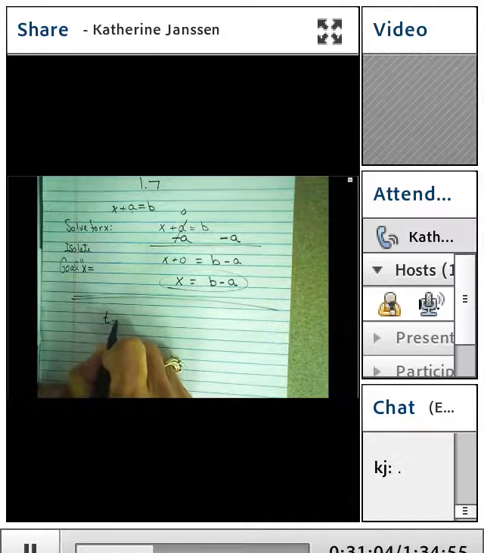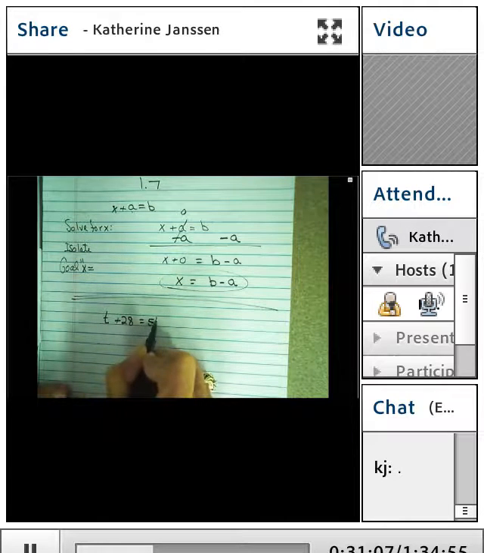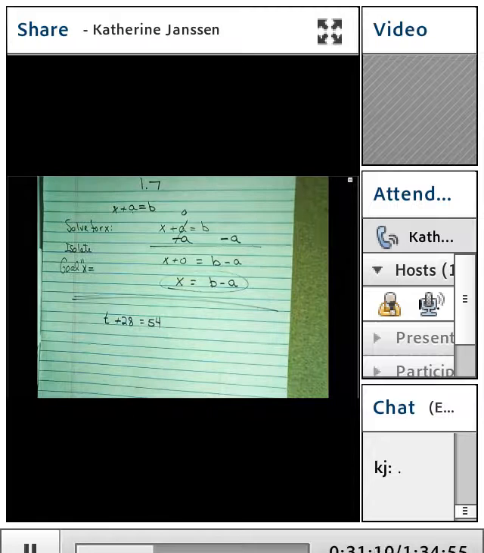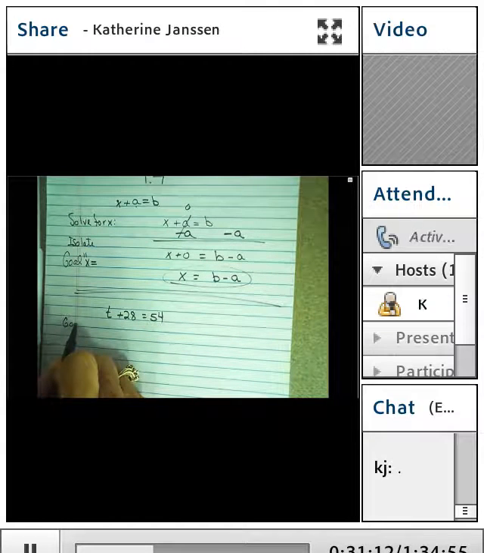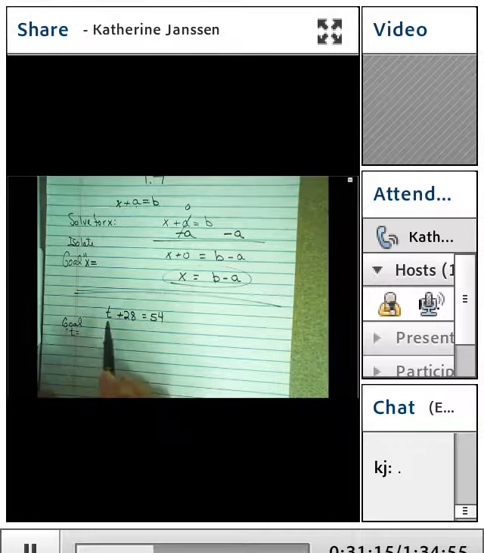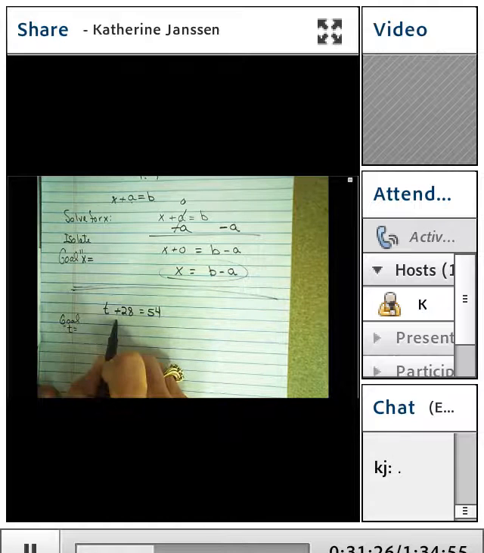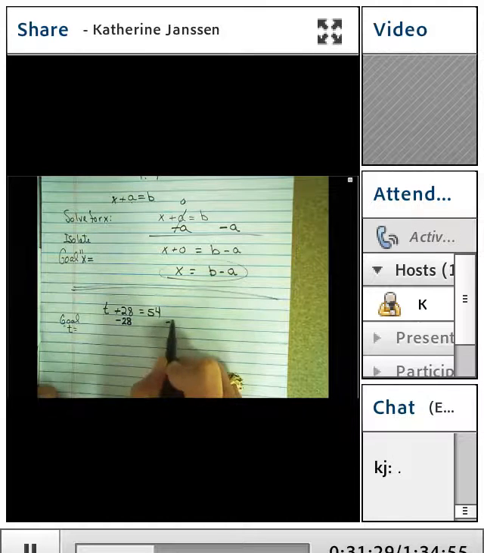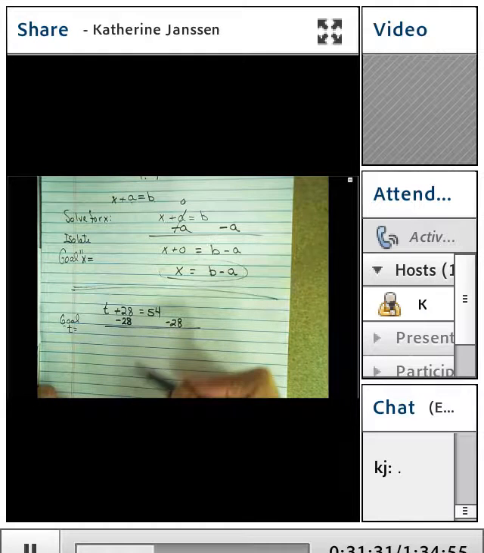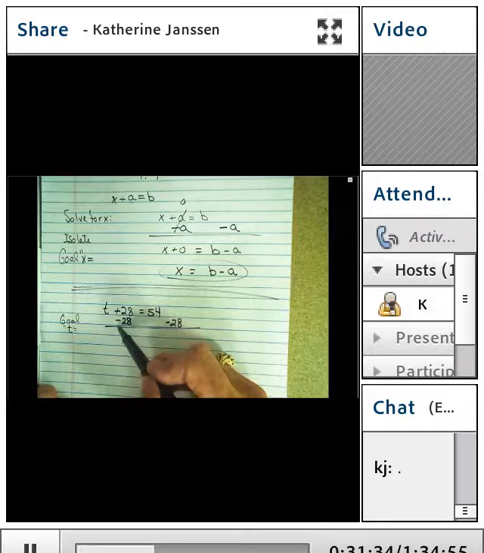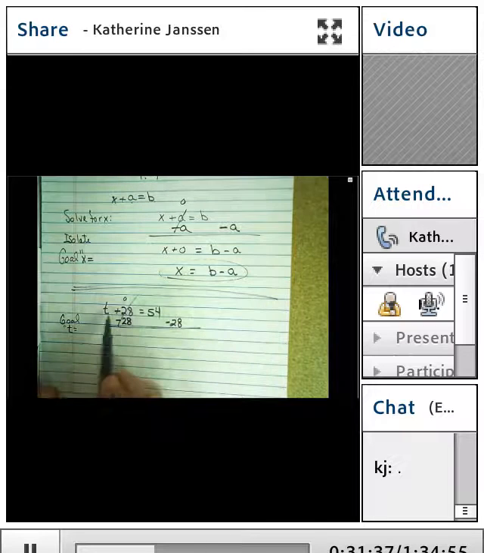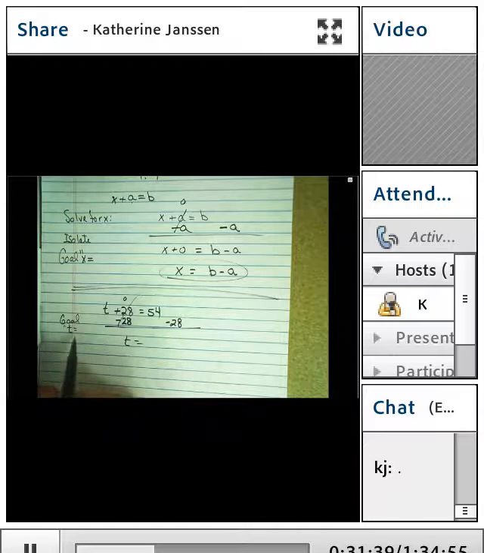If I have t plus 28 equals 54, my goal is t equals. My variable is t. I want to isolate t and get it on one side of the equation so I can say that t equals. But we just learned that we can get rid of this term by subtracting it from both sides. 28 plus the 28 subtracting 28 is 0. And t plus 0 is t equals. So I'm getting pretty close to the goal. But I have to tidy up this side of the equation.